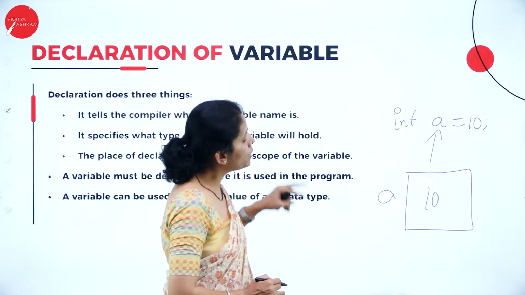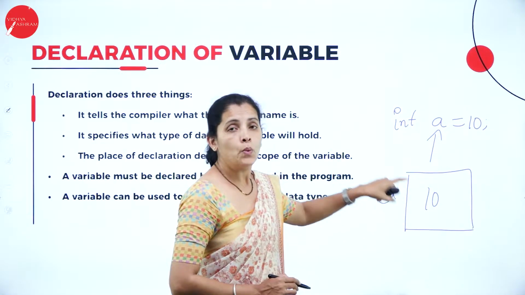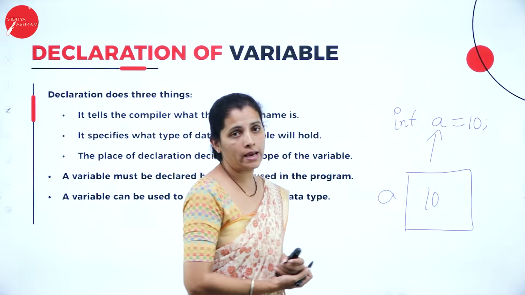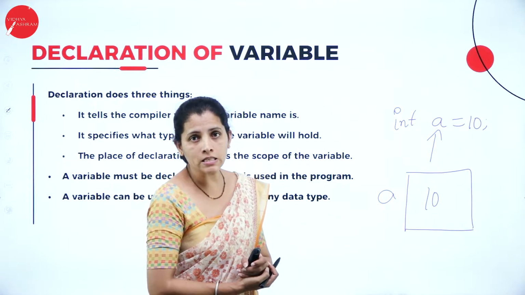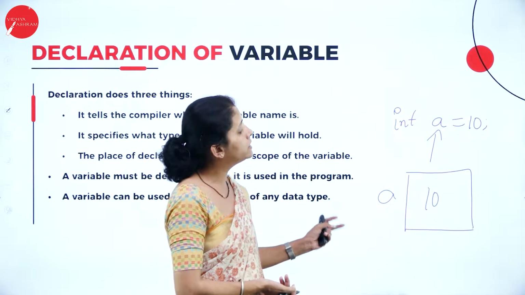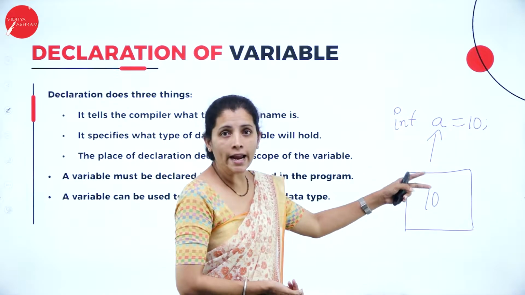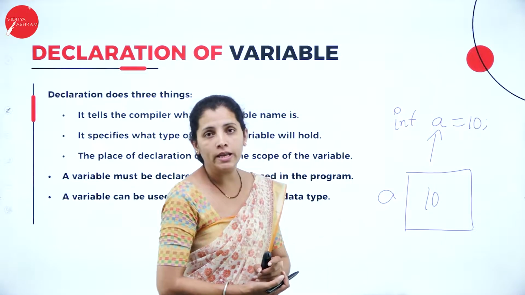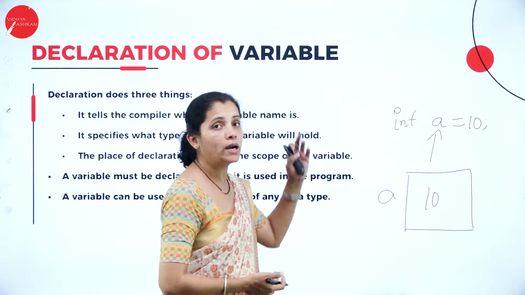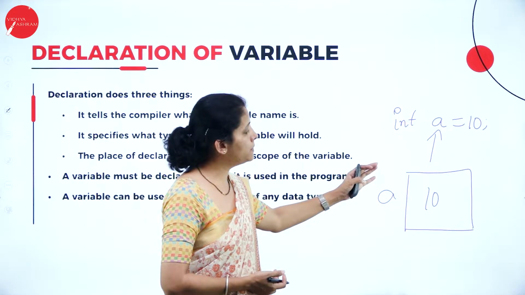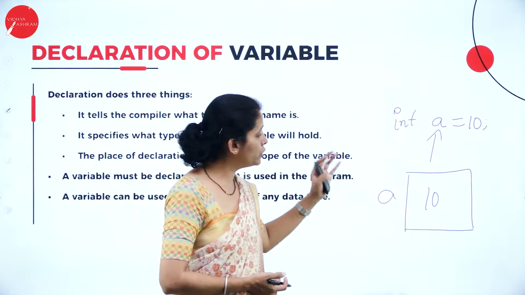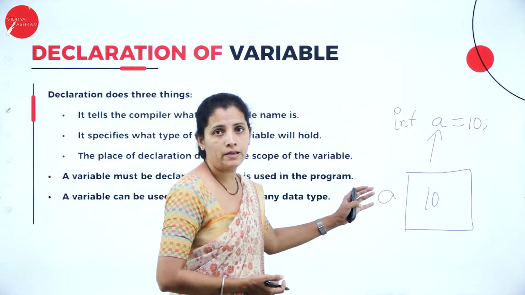Now, if I want to access the value which is stored in this area, I can access it with the help of the variable name. Along with that, with the help of the memory address, I can access the value which is stored in the memory. So, what is variable here? It's nothing but the storage allocation for a particular variable.